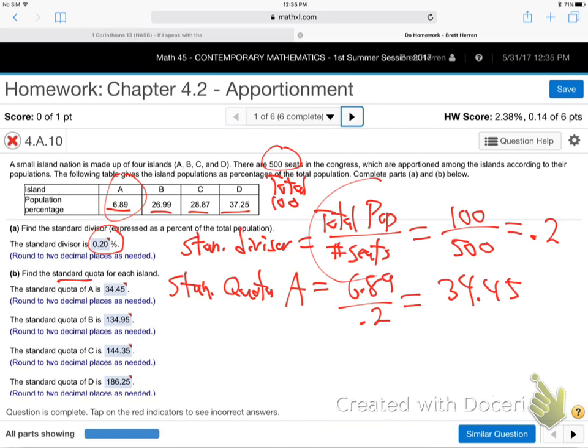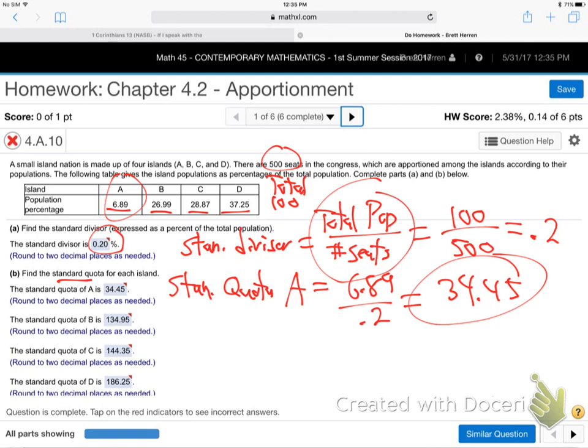Just standard divisors, population over seats, and then each of the other standard quotas, you divide by the divisor. That's called the standard quota, so I hope the language does, because on the practice test today and the real test tomorrow, they'll ask you, what's the standard quota? Then they'll say, what's the final quota? That's different, right? Standard quota is just that first number when you divide.